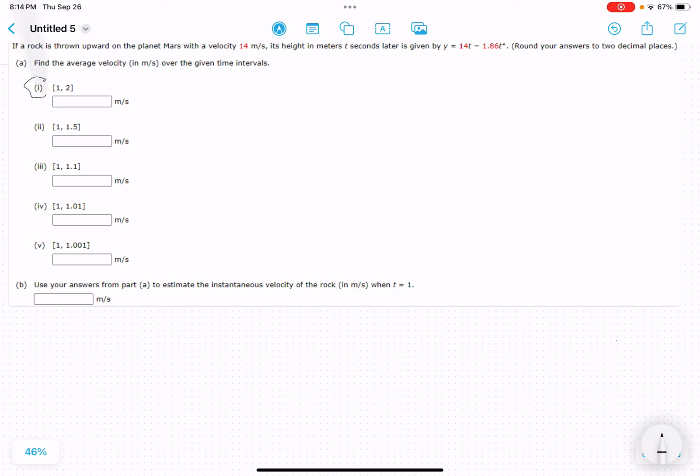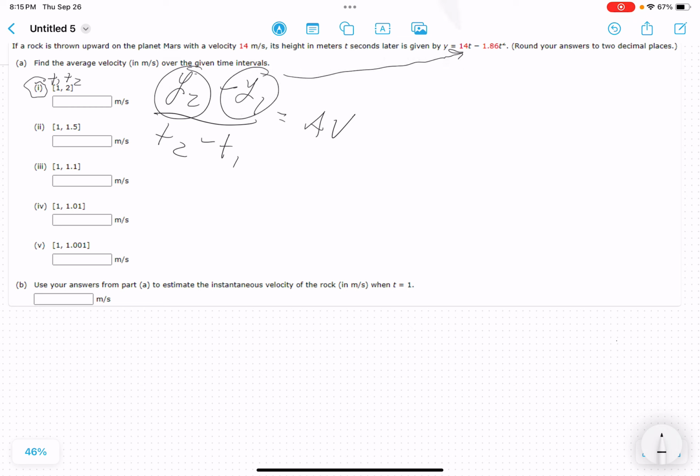So let's just focus on question 1 for now. As you can see, we're given a time interval. 1 is t1 and 2 is t2. The reason why I'm separating the times is because we're going to be using the equation y2 minus y1 over t2 minus t1 equals the average velocity. But in order to find y2 and y1, we're going to need to use the formula provided up here. And so what we're going to do is plug both values of t, which is 1 and 2, into this formula to get y2 and y1.